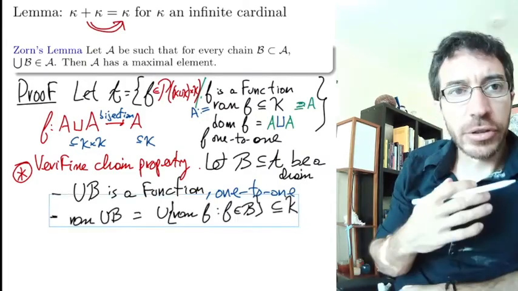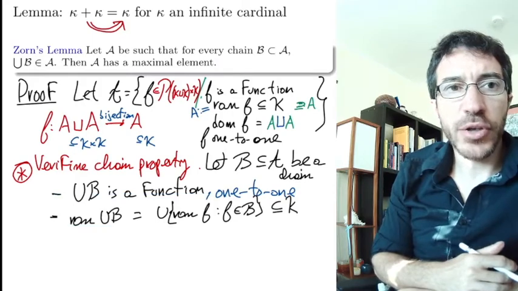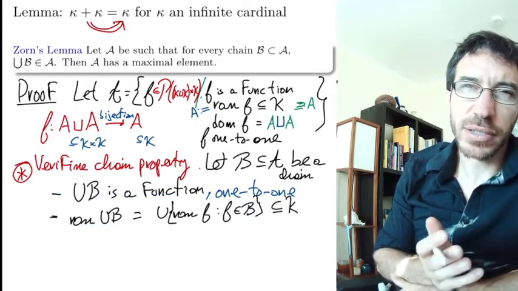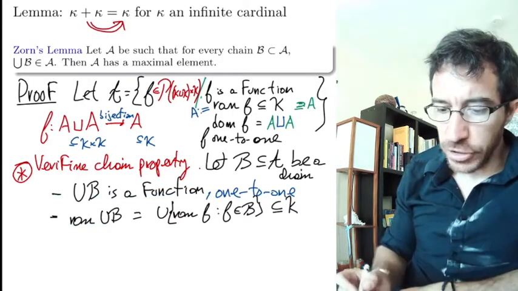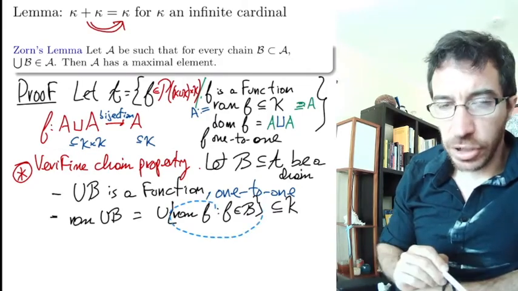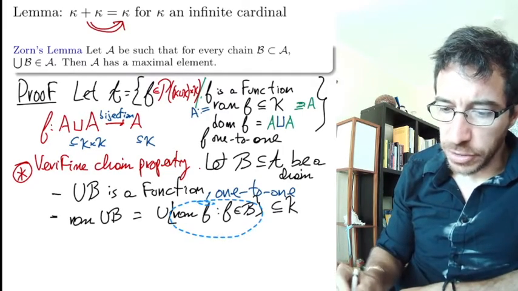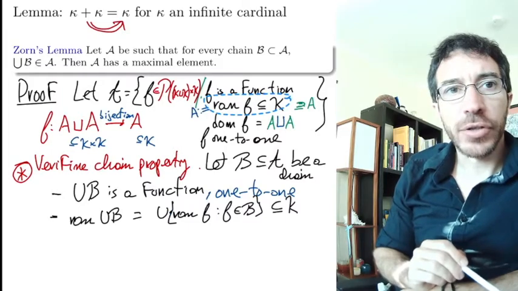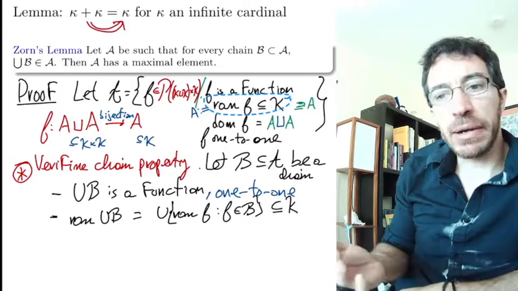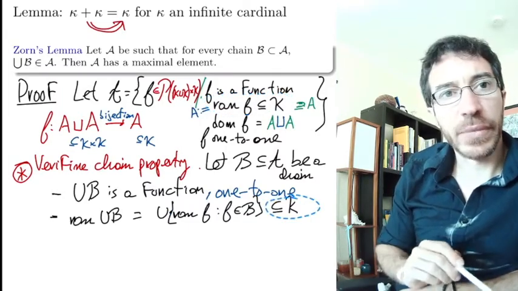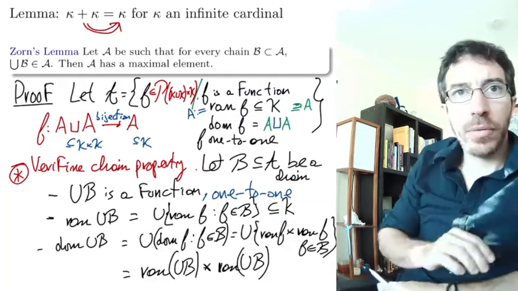What else? The range of a union is the union of the ranges. Yeah, so that's easy to see. And if each of these ranges are in the collection, they are all subsets of kappa. So the union of a bunch of subsets of kappa is still a subset of kappa. So that's fine. What about the domain?